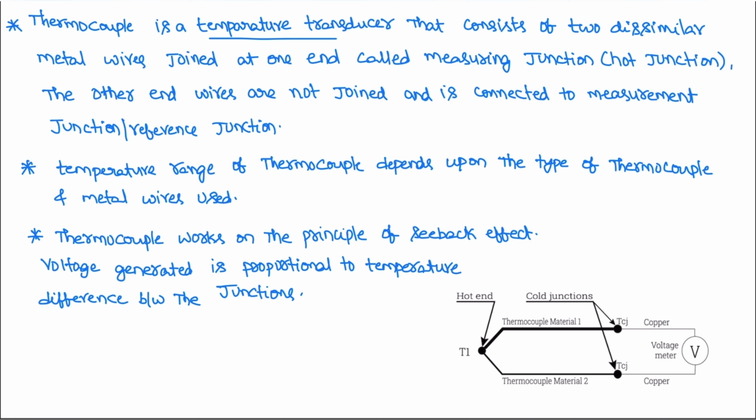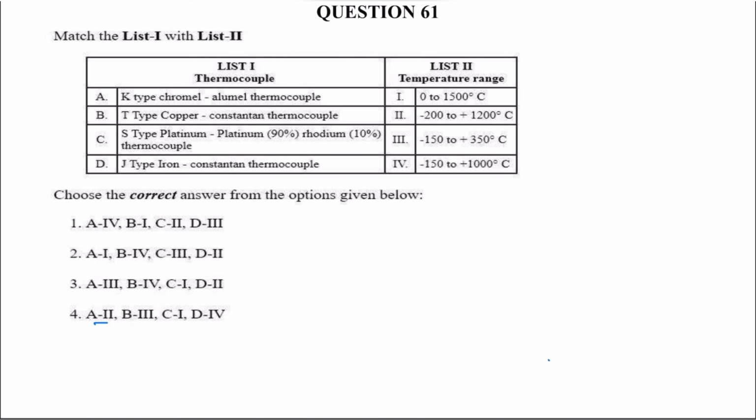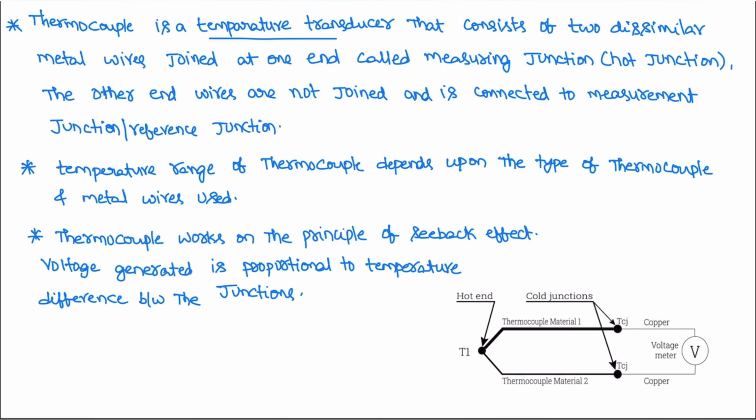This thermocouple works on the principle of the Seebeck effect, that is, the voltage generated is proportional to the temperature difference between the junctions. So for this question, K-type aluminum chromel, the temperature ranges from minus 200 to plus 1200 degrees centigrade. For B-type copper constantan thermocouple, the option is 3, minus 150 to plus 350. For S-type thermocouple with 90% platinum and 10% rhodium, its temperature measurement range is 0 to 1500 degrees centigrade. For J-type, it is minus 150 to plus 1000 degrees centigrade. So the correct option is 4.